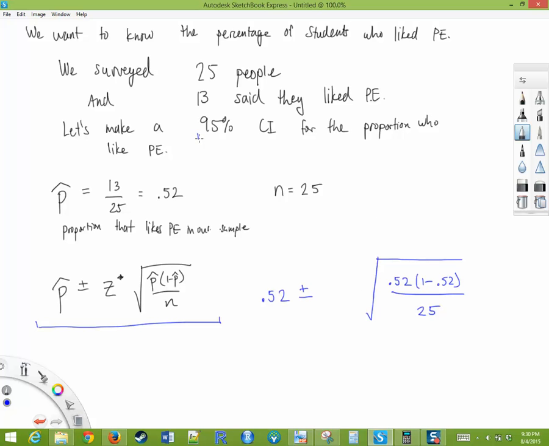And z star depends on what level of confidence. So when we read the problem, it says a 95% confidence interval. I have abbreviated confidence interval as CI. So look at your little table of 4 numbers. What is the number that corresponds to 95%? 1.96. So our z star is 1.96. Is that okay with everybody? So z star is 1.96. This comes from my table of 4 numbers. Remember I said there's 4 numbers you need to learn. For 95% confidence, we're using 1.96.